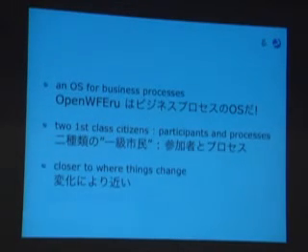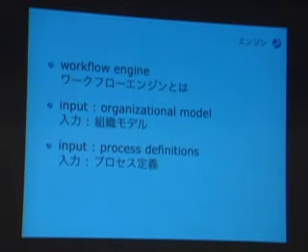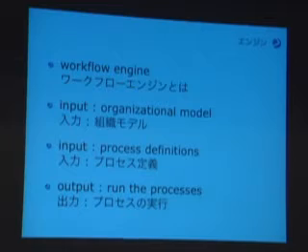And so we are closer to where things change. We change the processes, we change the participants. We try not to change the screens, we try not to change the controllers or things like that. We try to change what really changed in the organization. So a workflow engine takes as input an organizational model, an organigram, some process definitions, and outputs the running, executing of the processes.